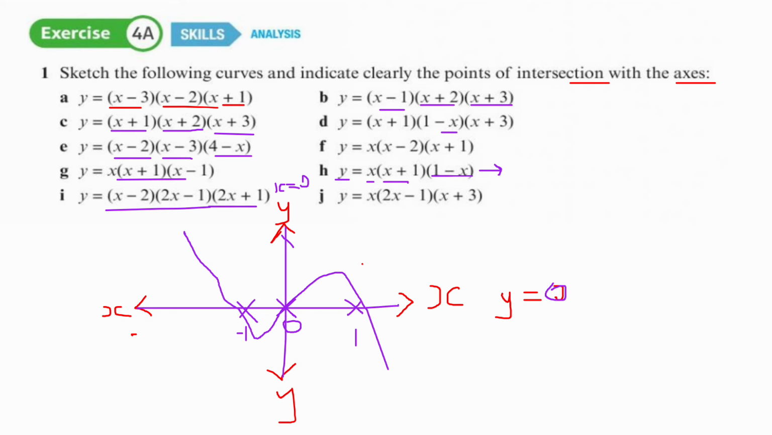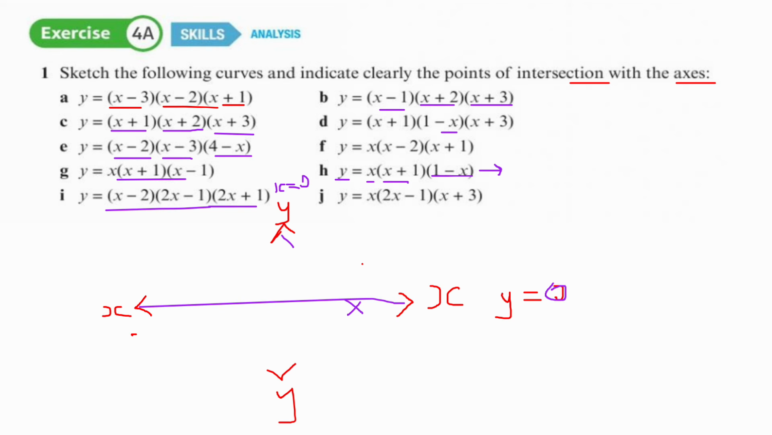For part I, setting these three brackets equal to 0, I get x equals 2, x equals a half, or x equals minus a half. It's a positive cubic graph. So it crosses at 2, a half and minus a half. Again it's a rough sketch. Let's just delete that cross so we're not getting confused.